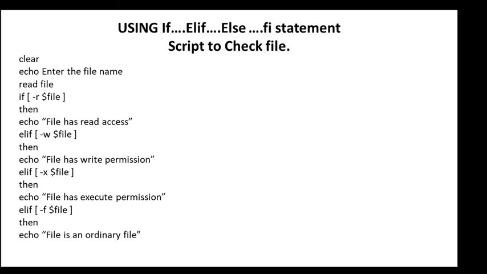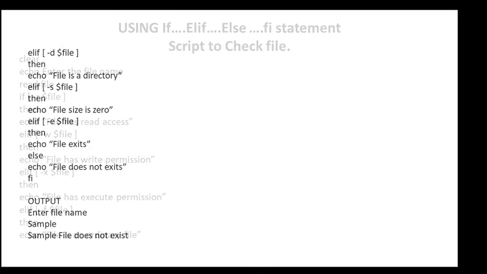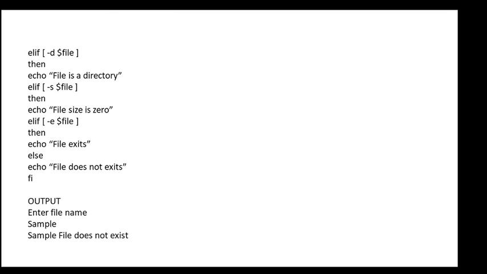Else if -f is used to check whether the file is an ordinary file or not. Else if -d file, it is used to check whether the file is a directory. Else if -s is used to check whether the file size is 0 or not. Next, -e is used for file exists, else file does not exist. So we have so many options here.